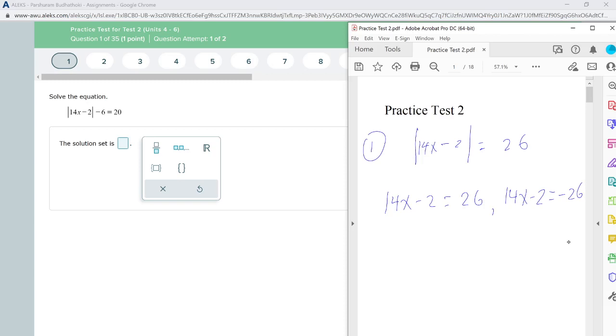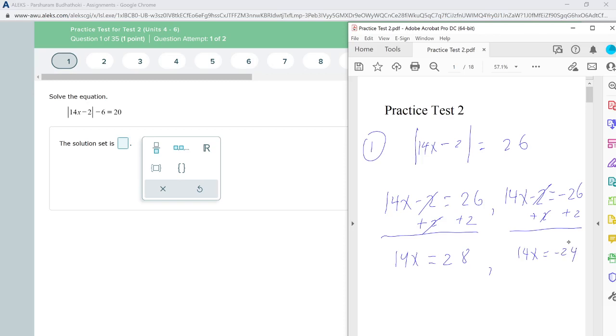Solving means we need to isolate this x on the left side. For that, just add 2 on both sides for the first equation and do the same thing on the second equation. By doing that, you can see this negative 2 and positive 2 will be cancelled out, and then from the left side you are going to get 14x equal 26 plus 2 is 28. For the second equation, 14x equal negative 26 plus 2 gives you negative 24.